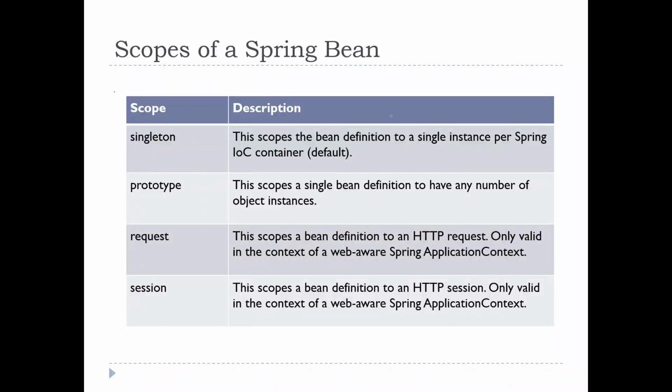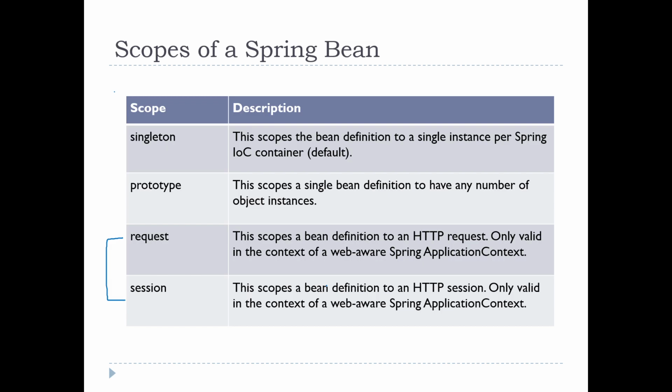These are the four scopes to which a Spring Bean can belong. It can be singleton, prototype, request, and session. These two scopes, request and session, are scopes for a Spring Bean which belongs to a web application. So if we are creating a web application using Spring, then we can define the scope of our bean to be HTTP request or HTTP session.